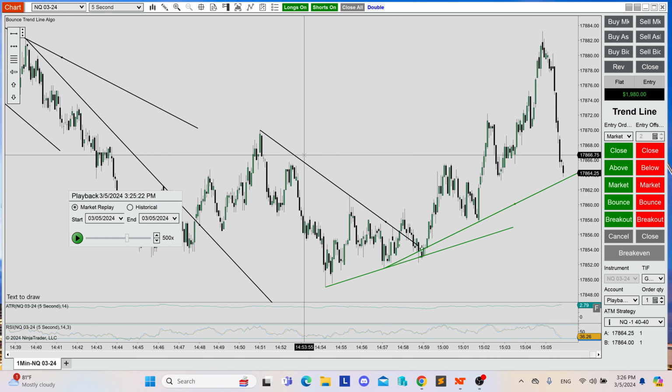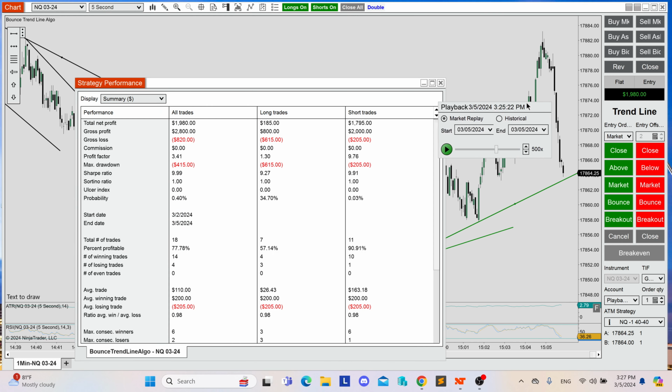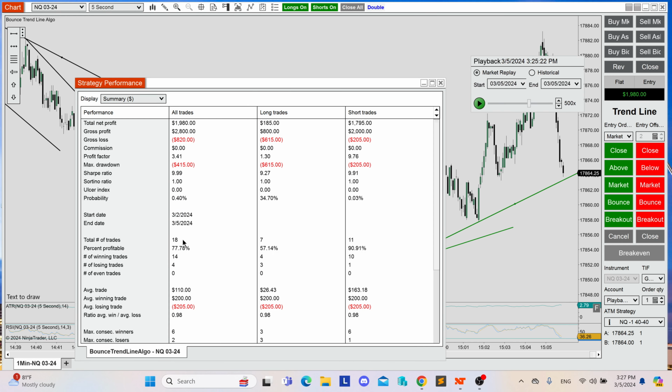Right, so that was it, and look at this. $1,980 in profit if you would have just let this algo run. Let's look at it in more detail. We had 18 trades, almost 78% profitable. That's really good. I mean, there's hardly anything you can improve on this win rate.